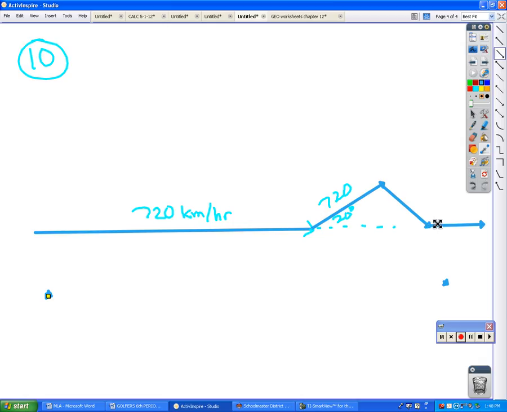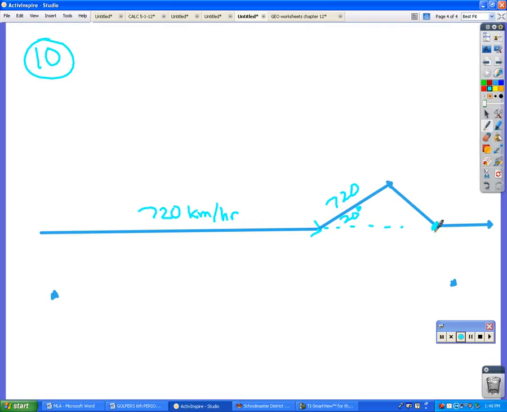Okay, so this was 720 kilometers because he's going 720 kilometers per hour, right? And that was an hour. How long will this leg be? 80 minutes. So if I'm going 720 kilometers per hour for 80 minutes, how many hours is that? 1 and 20 minutes left over, which is 1 and a third, or 1.3 repeating.